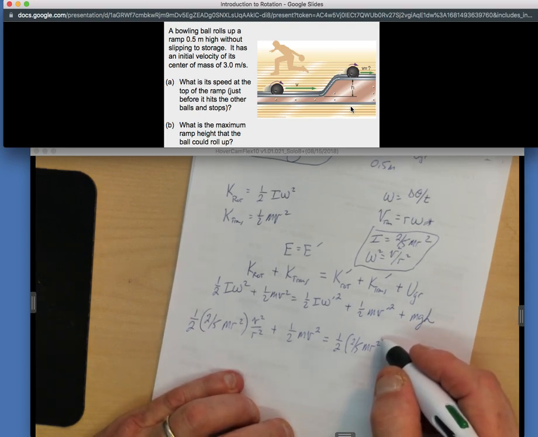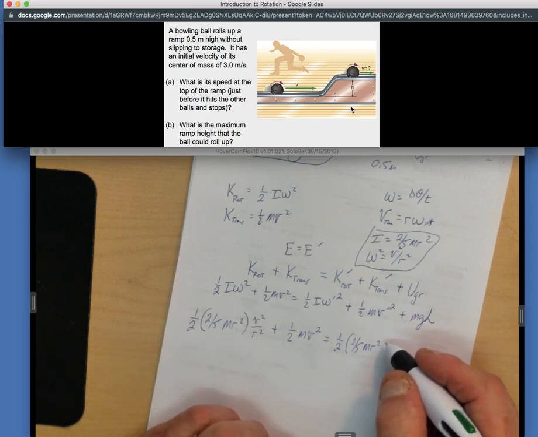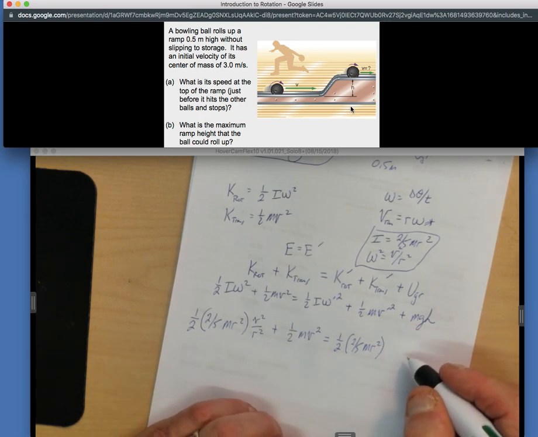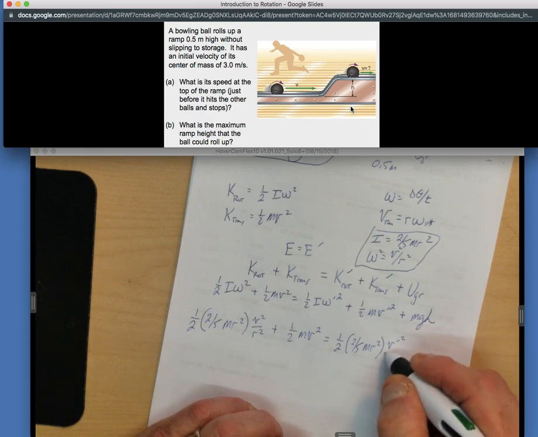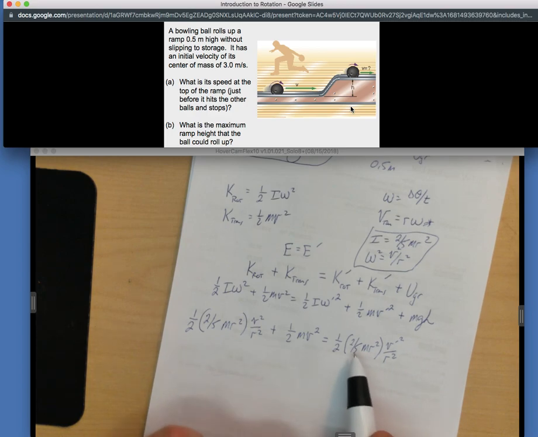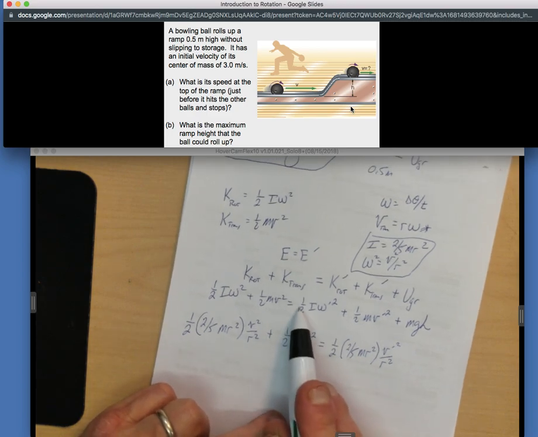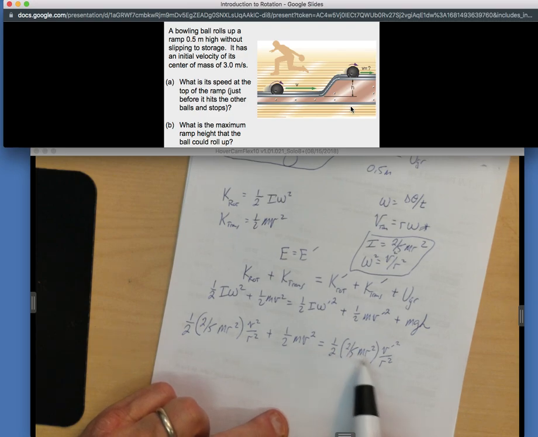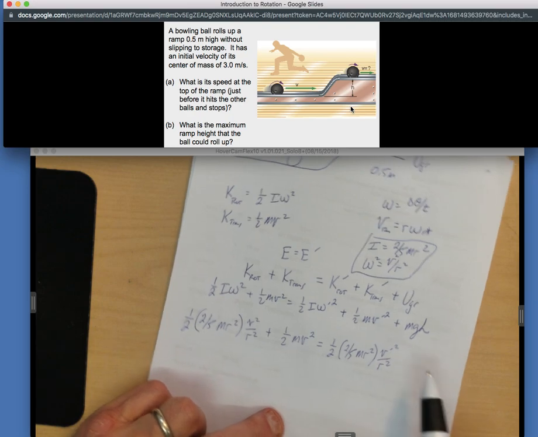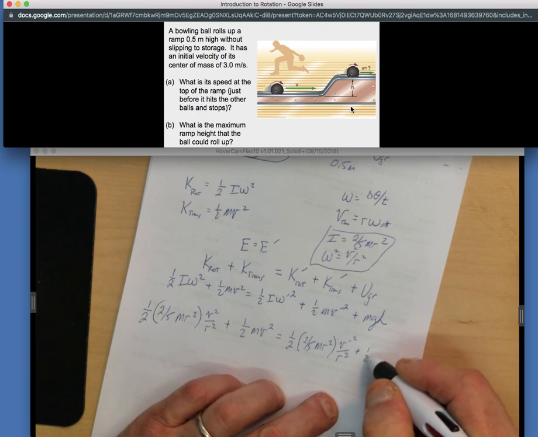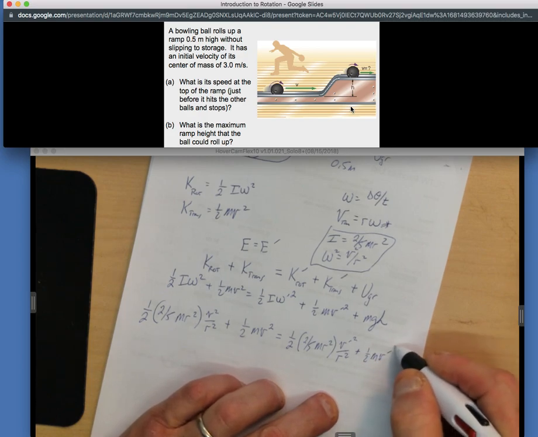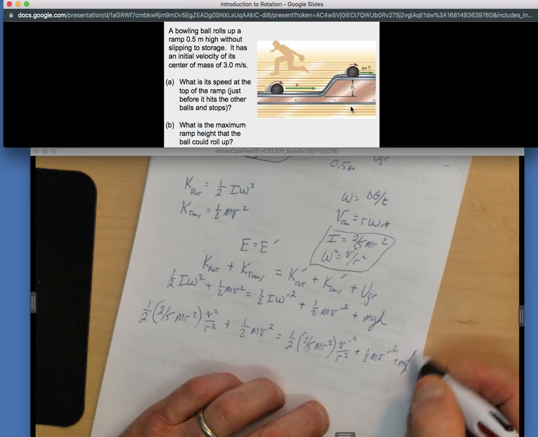That's the moment. Where am I here? I'm right there. One half I omega squared, where omega squared is V prime squared over R squared. So that's the first term after the equal sign: one half I omega prime squared, with I the moment of inertia of a sphere, and omega prime squared is V prime squared over R squared. And then plus one half m v squared, that's V prime squared, plus m g h.